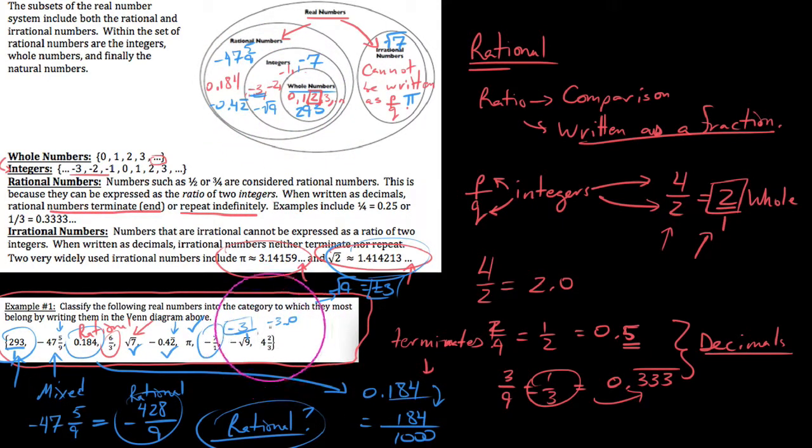And last but not least, we say 4 2/3, kind of like the negative 47 and 5/9 earlier. We say 4 2/3. Definitely it's rational because I can write it as a ratio. And it's not an integer or a whole number. But that's how you would classify numbers in the real number system.